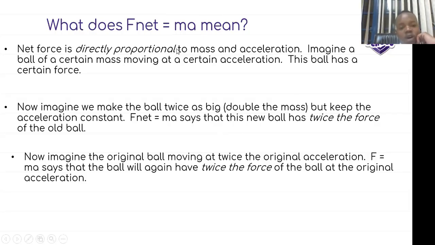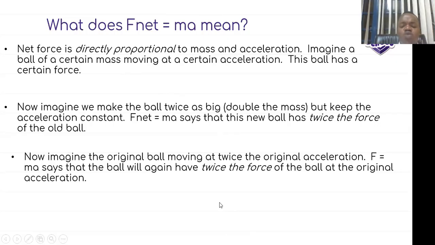But now the mass in the new ball is 4 kilograms, but the acceleration is still 2 meters per second squared, so we get 8. In other words, we go from a net force of 4 to a net force of 8, and therefore it means our net force has doubled. And that is why we say this net force is directly proportional to the mass. It means if you double the mass, the net force will also double, but that is if the acceleration is constant.